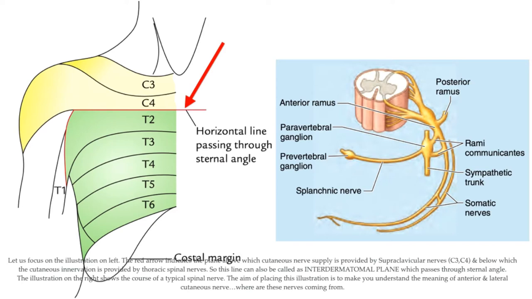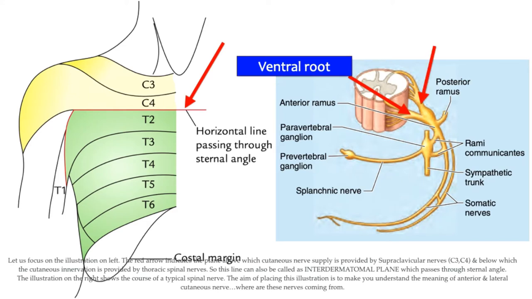The illustration on the right side shows the course of a typical thoracic spinal nerve. The aim of placing this illustration is to make you understand the meaning of anterior and lateral cutaneous nerves. Where are these nerves coming from? From the spinal cord, multiple rootlets come out and unite to form the roots of a spinal nerve. Here you can see that this represents the ventral root of a spinal nerve and this represents the dorsal root of a spinal nerve. Both the roots will unite to form a single spinal nerve.